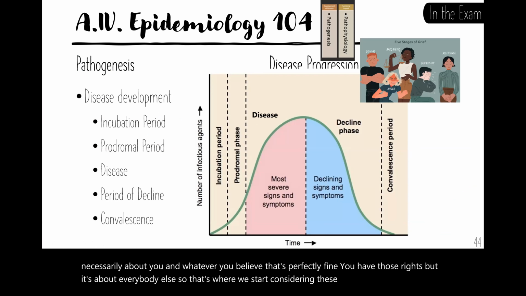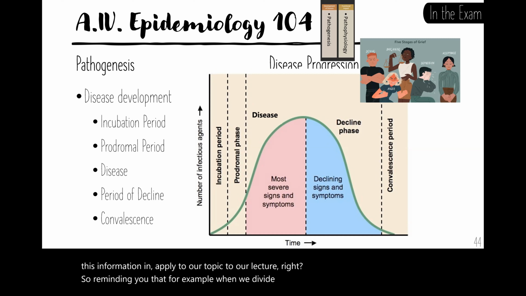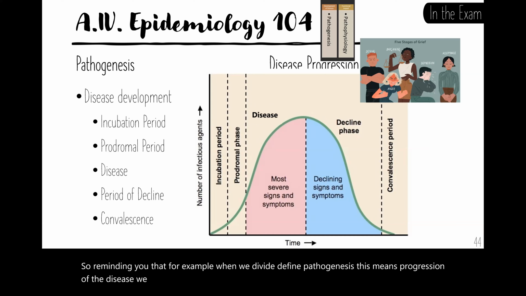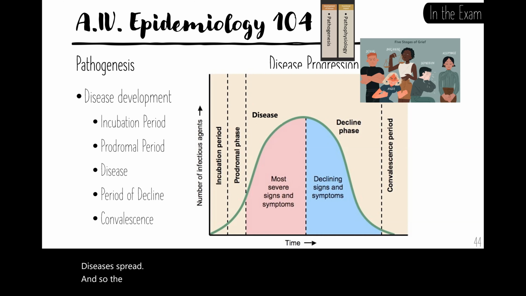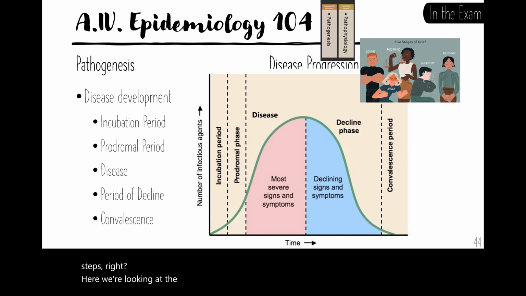So now let's take this information and apply it to our topic, to our lecture, right? So reminding you that, for example, when we defined pathogenesis, this means the progression of the disease, we talked about how this particular disease is going to spread. And so the pathogenesis and development of the disease is always explained in 5 basic steps, right? Now, here what we're looking at is the 5 stages of disease progression or pathogenesis.